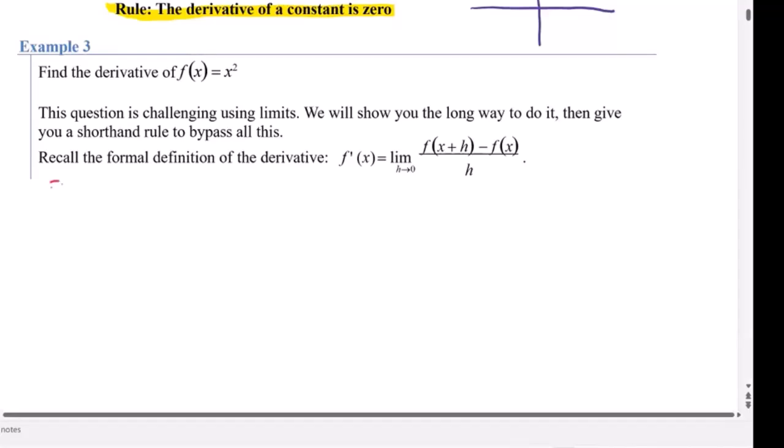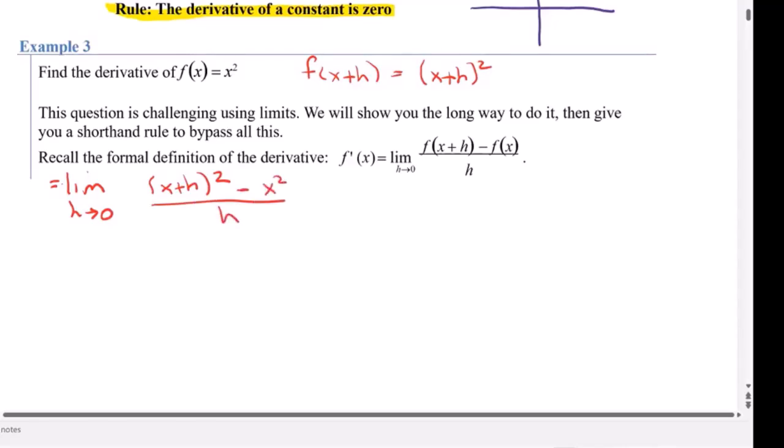So I can say this is equal to the limit as h approaches 0 of, well, f of x plus h. We've talked about this a few times. We replace whatever the x is with what's in the parentheses. So it's x plus h quantity squared. So if f of x equals x squared, then f of x plus h equals x plus h squared. So I can just plug this in now. f of x plus h is x plus h squared, minus f of x, x squared, divided by h.